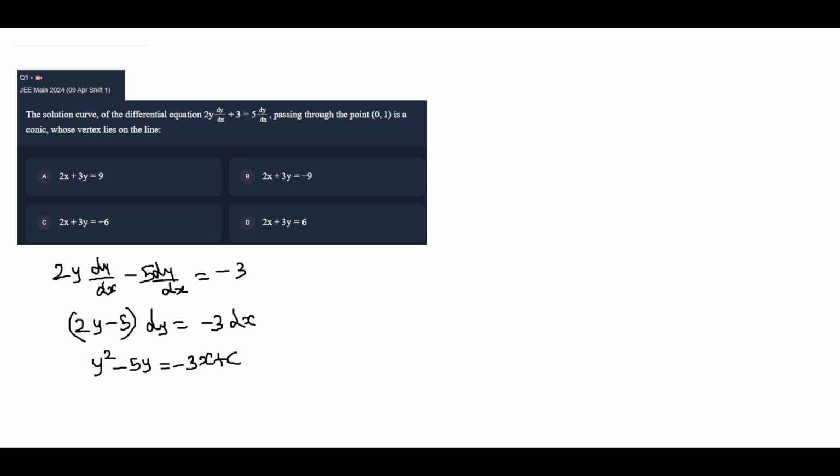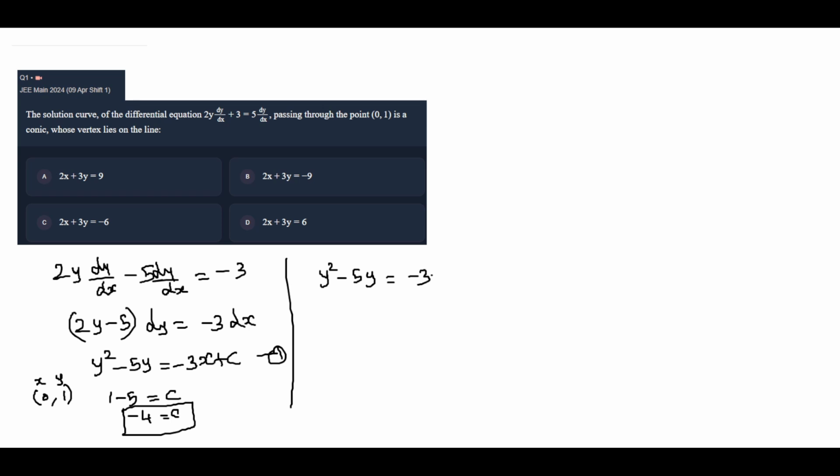Now apply the point (0, 1), that is x equal to 0 and y equal to 1. So we get 1 minus 5 equal to c, so minus 4 equal to c. Now substitute in the given equation 1. So y square minus 5y equal to minus 3x minus 4.